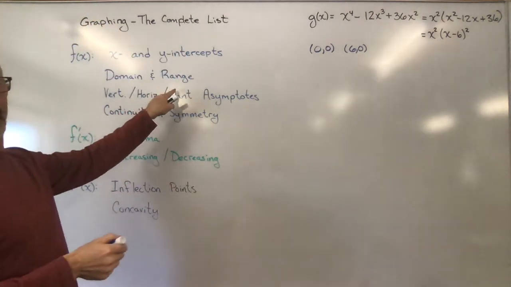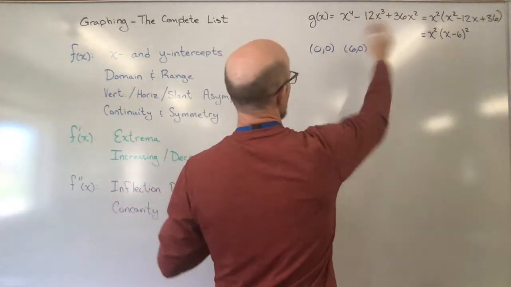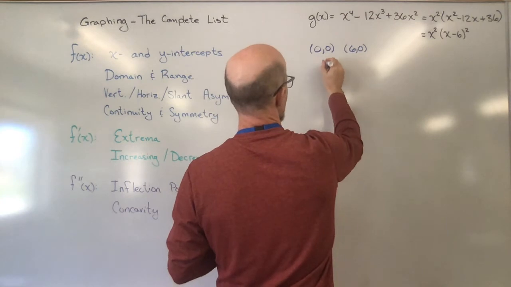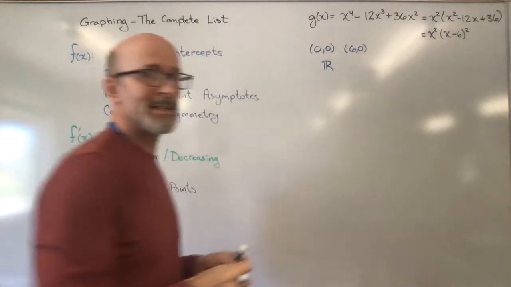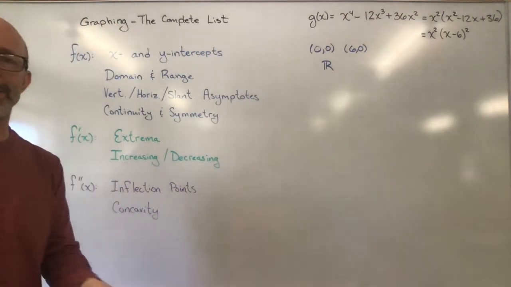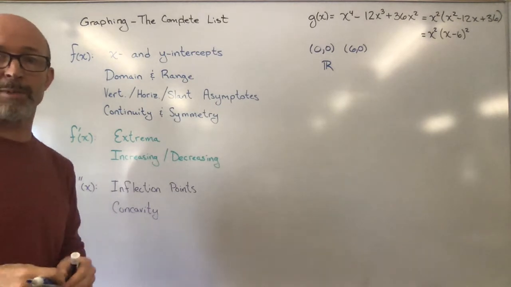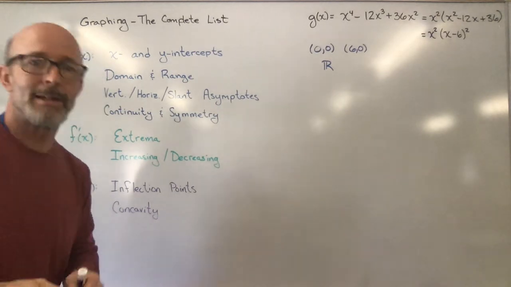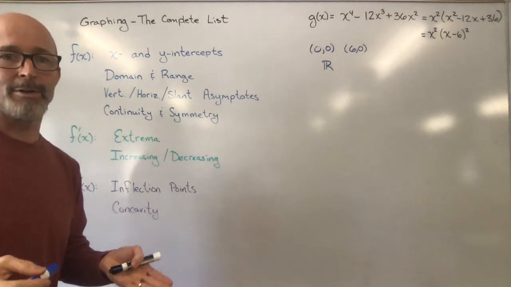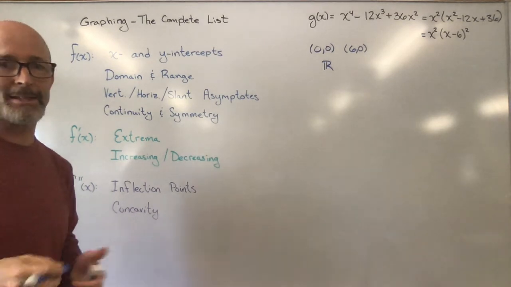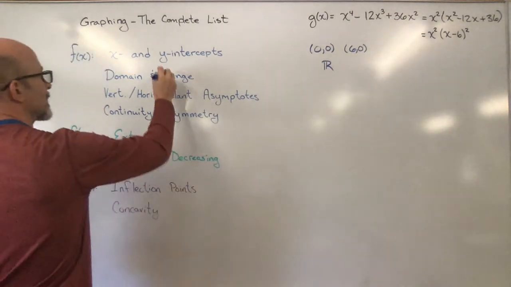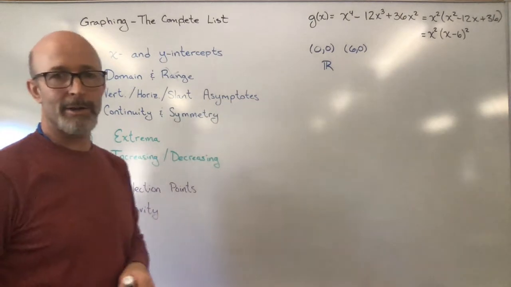When it comes to the domain and range, this is a polynomial. The domain and range are going to be all real numbers. Let me state that again. The domain is going to be all real numbers. We might need to find an extreme value to know what the range is. We can come back to that. That's not as important. I'll say focus on the domain here.